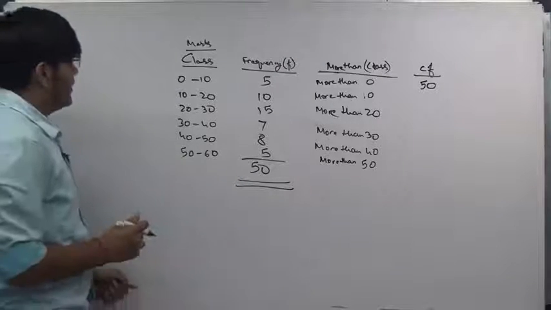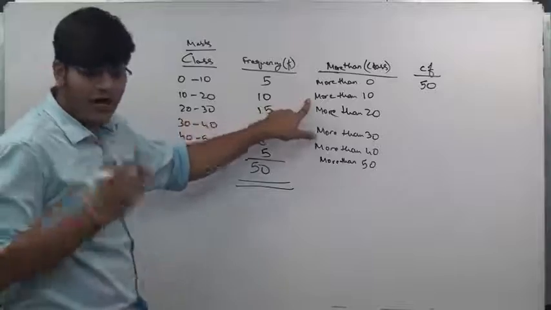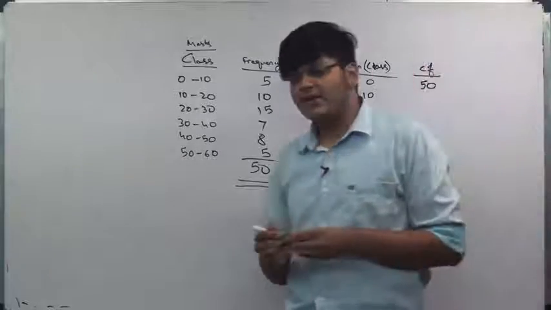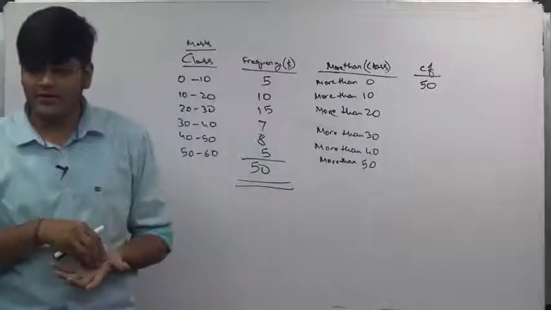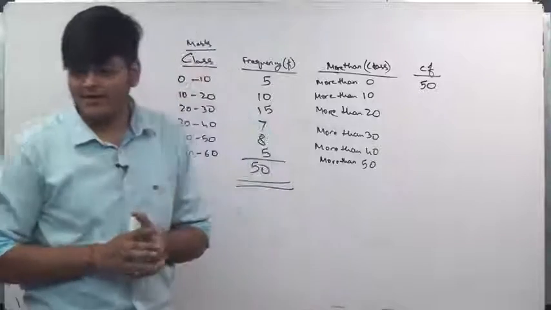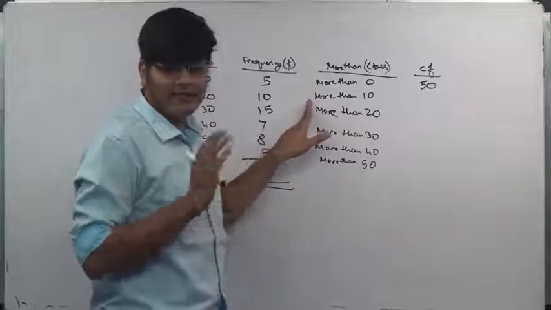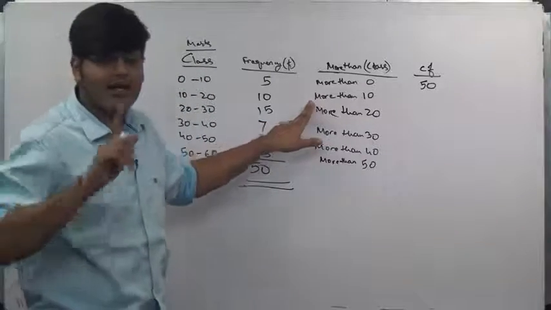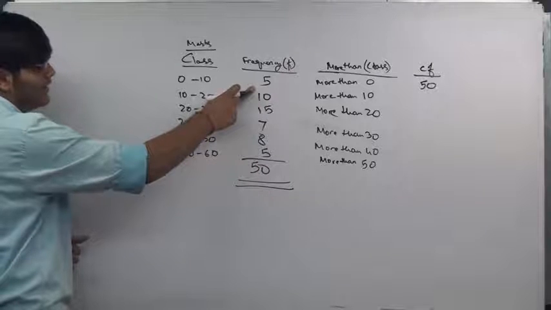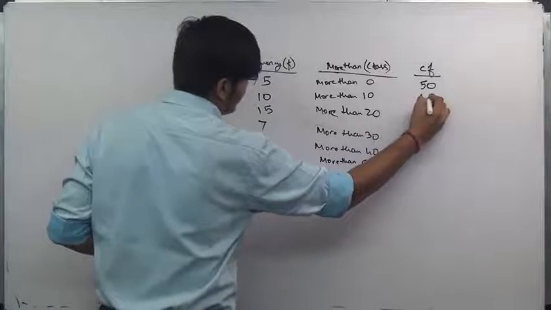What is the total number of people that we have? 50. Okay. Now it has been given more than 10. So how many people have to be excluded? In a class, there are total 50 people. Everybody scored more than 0, including 0. Now if we say more than 10, that means people who have scored below 10 have to be excluded. So 50 minus the number of people who are below 10. 0 to 10 frequency is 5. So we will exclude 5 from 50, comes down to 45.